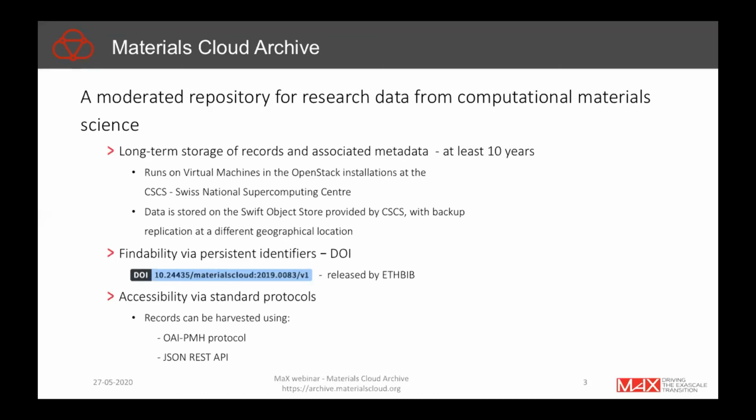Each record on the archive is associated with a DOI, a persistent identifier. Here is an example of a DOI, released by the ETHZ library, and so this makes the records very easily accessible. We also developed in the application some standard protocols allowing other applications to easily harvest the records in the archive through OAI-PMH protocols or JSON REST APIs.